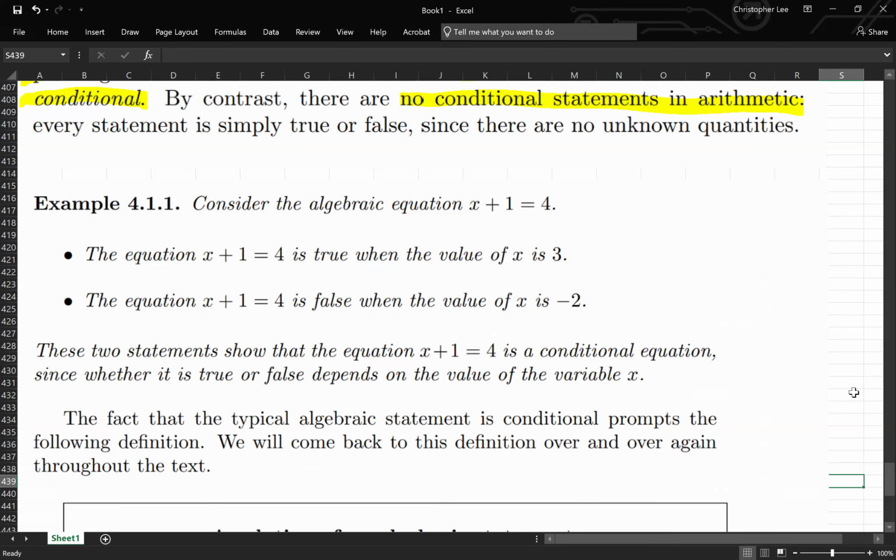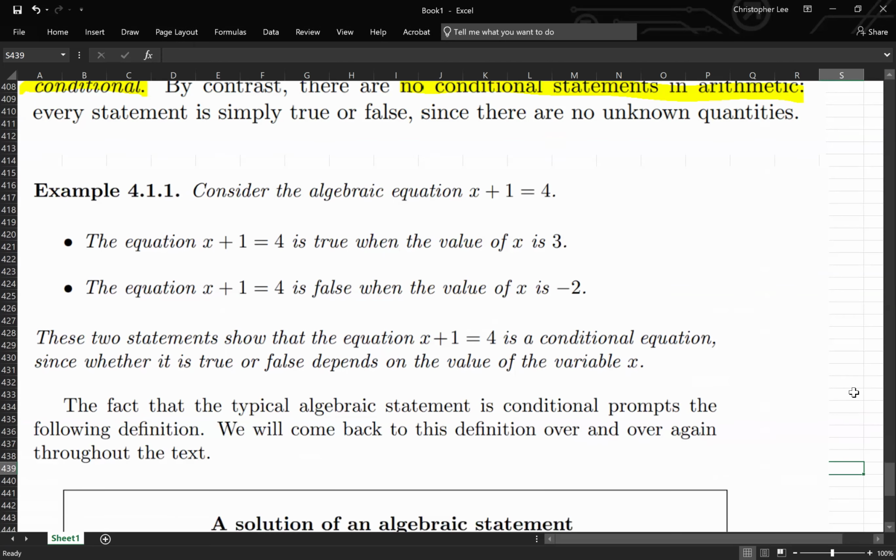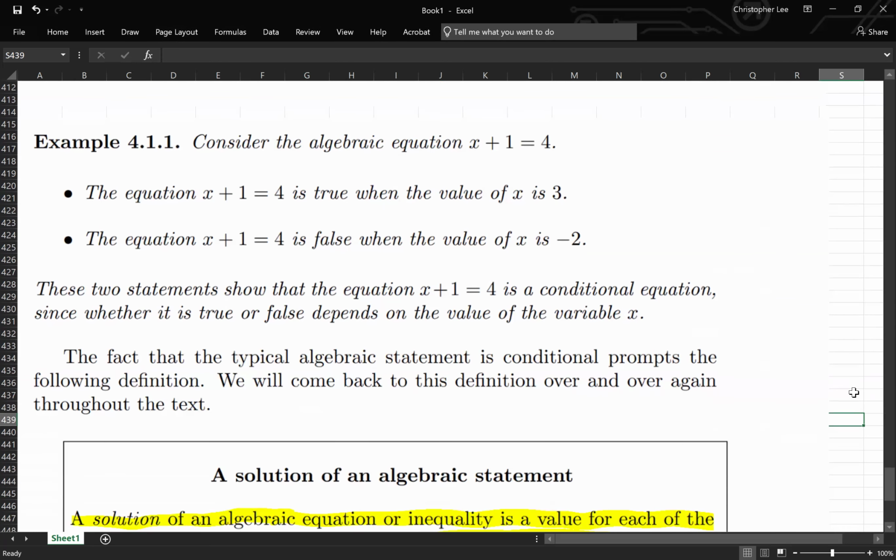All right. These two statements show that the equation x plus 1 equals 4 is a conditional equation, since whether it's true or false depends on the value of the variable x, right? The fact that a typical algebraic statement is conditional prompts the following definition, and we'll come back to this definition over and over again throughout.